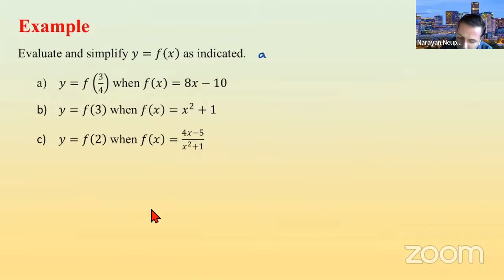In the first one, A, they have given the function f of x equal to 8x minus 10. That is the function given, f of x equal to 8x minus 10. And we are asked to find y equal to f of 3 over 4. So in place of x, we have 3 over 4. We want to find f of 3 over 4. If I write it like this, then you can see in place of x, I have 3 over 4.